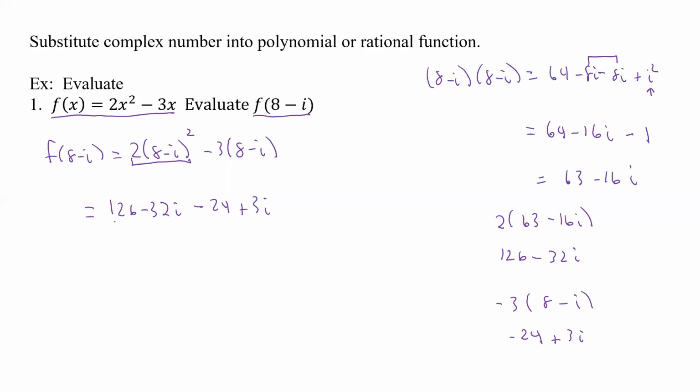Okay. Now we have to find like terms. Well, constant, constant, imaginary, imaginary. Well, 126 minus 24 is going to be 102, and minus 32 plus 3 is going to give me minus 29i. Now that's in the form a plus bi, and so that would be my final answer. And again, all it took was we had a FOIL, then we had to distribute, and then on here we had to distribute, and then we just added like terms together, and we got our 102 minus 29i.